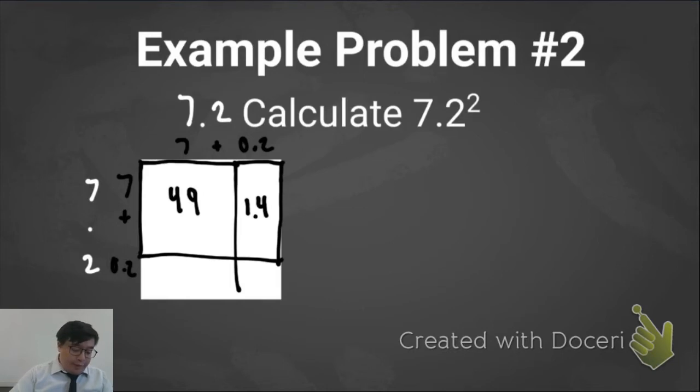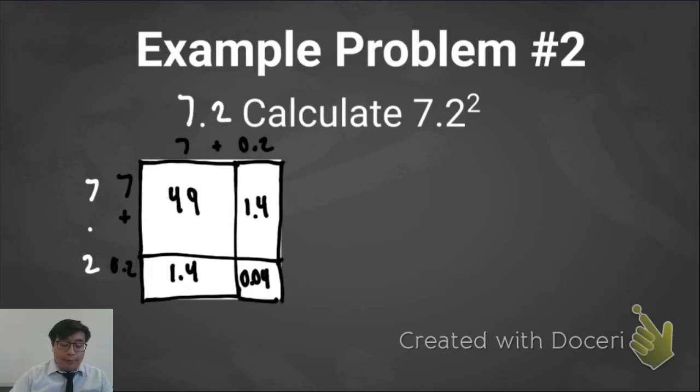Down here, this also has a rectangle with side 7 and length 0.2. So that's going to be 1.4 as well. And I know that 0.2 times 0.2, 2 times 2 is going to be 4. And using 2 decimals, that's going to be 0.04.